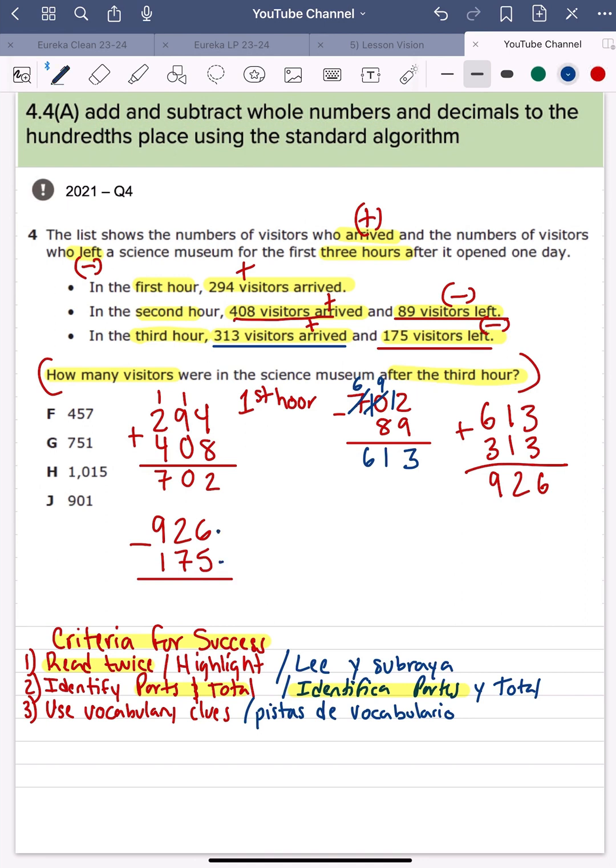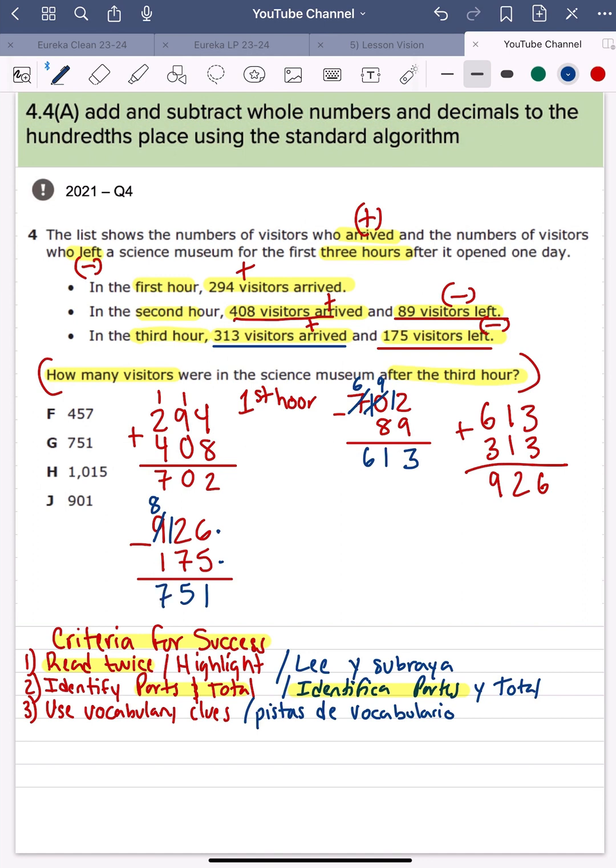6 minus 5. Can I do that? If I have 6 and I take away 5, yes, and I'm left with 1. 2 minus 7. Is that 5? No, that's the misconception, right? We've got to borrow. 9 turns into 8, and 2 turns into 12. And now I want to count up. So 7, 8, 9, 10, 11, 12. That is 5. And 8 minus 1, that is 7.